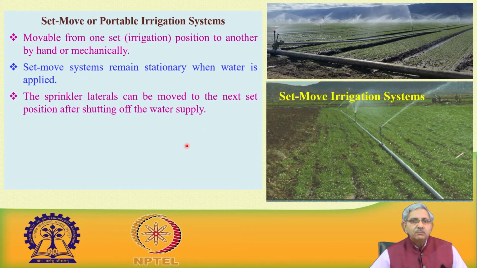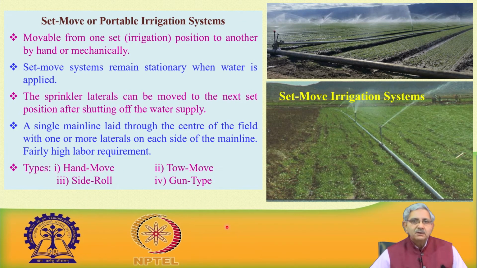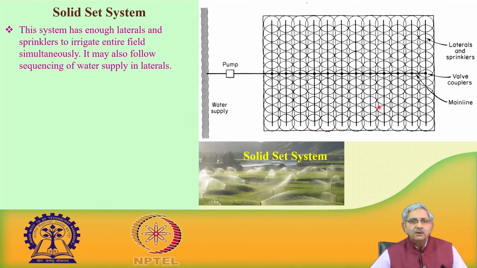Then it can be moved from one position to another. There is a single main line through the center of the field, and one or more laterals on each side of the main are attached. This set move system can be hand move, tow move, side roll or gun type. So there could be different types of movement.